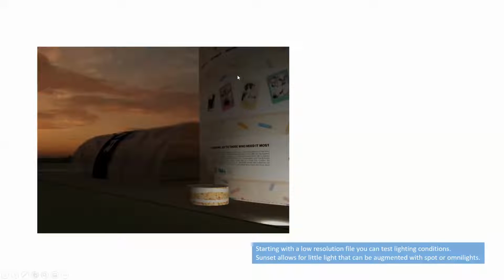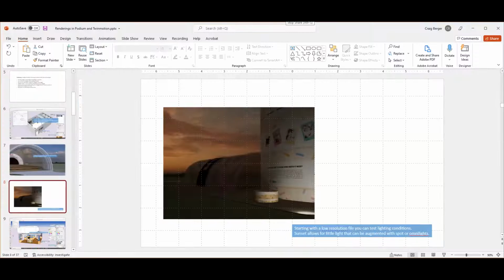So what you would do usually is start with a low resolution file. The HDR gives you a lot of options. And then if you want to do something dark but add light, you could always add omnilights or sunsets for what you're doing. So let me show you this right now. I'll stop my share, and then I will switch to share again.